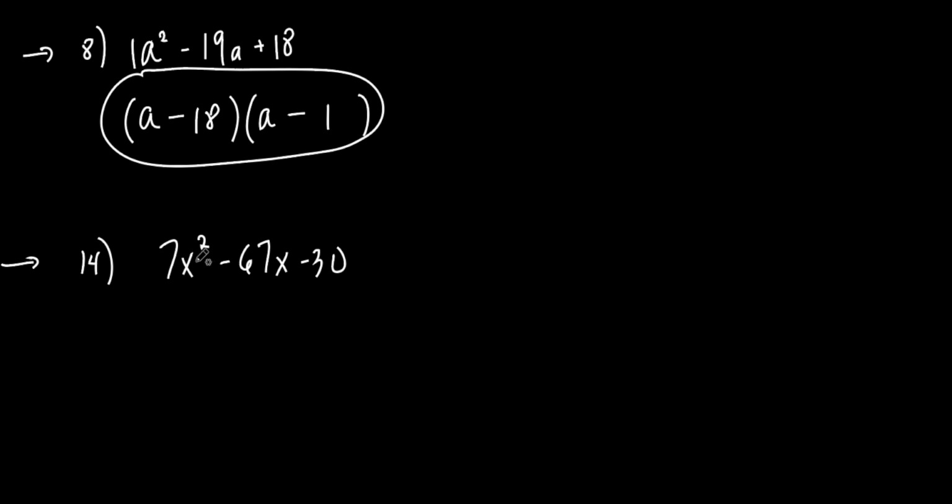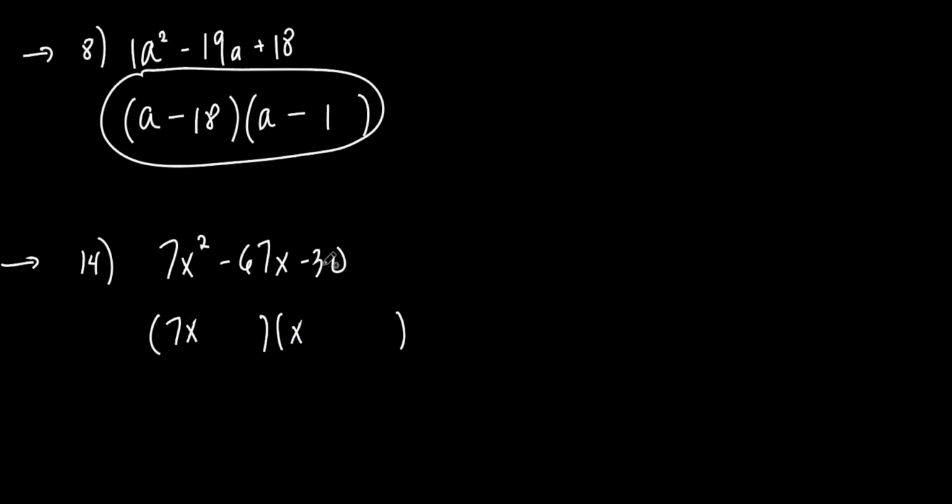But when you have a number in front of that x squared, or a squared or whatever squared thing you have, then you're going to have to do that thing that we did earlier. Remember that little trick? You could just guess and check if you wanted to. Watch. You could go, this times this has to be 7x squared. So let's pick 7x and x.